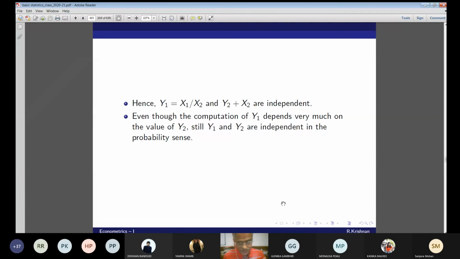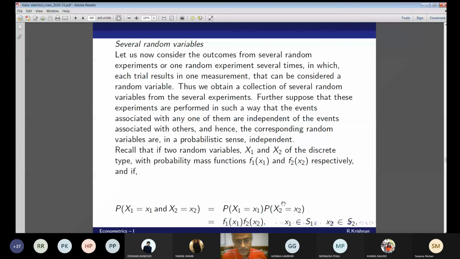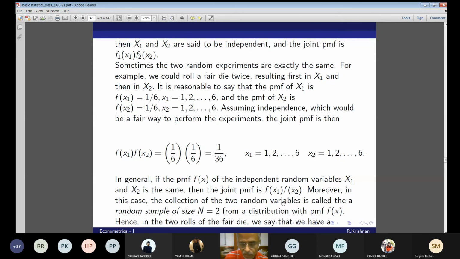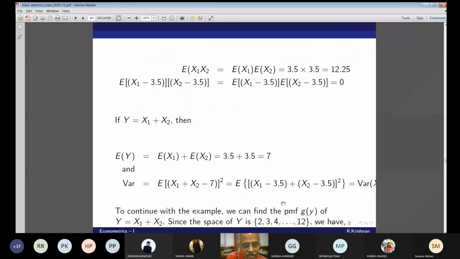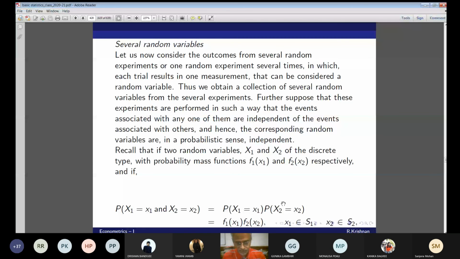Okay, this is an example. We'll continue in the next class. The next class, I'll start from this: how to extend this to several random variables. This is not done frame-wise, PPT-wise. I have to make it into bullet points, example by example, and this is how I'm going to go. Okay, we start next class from several random variables.